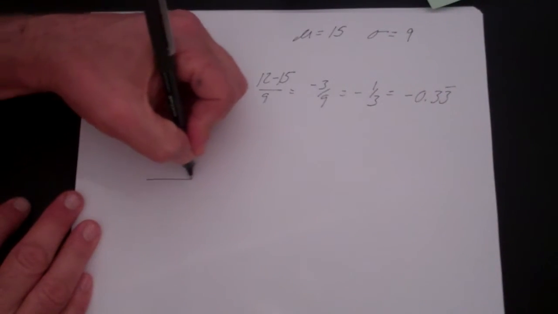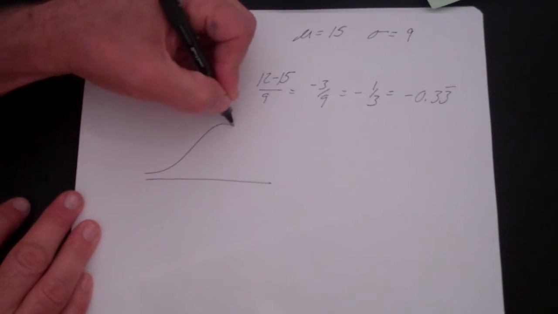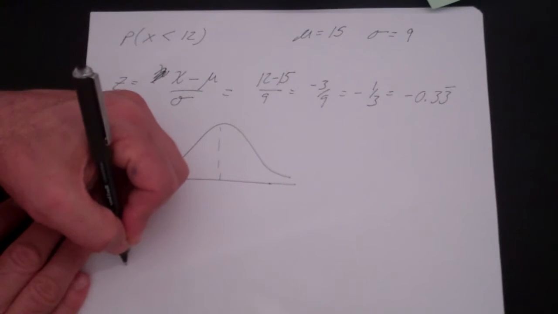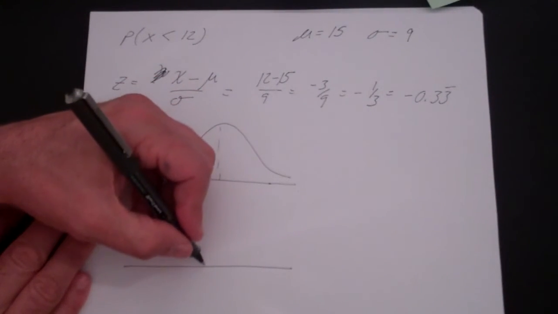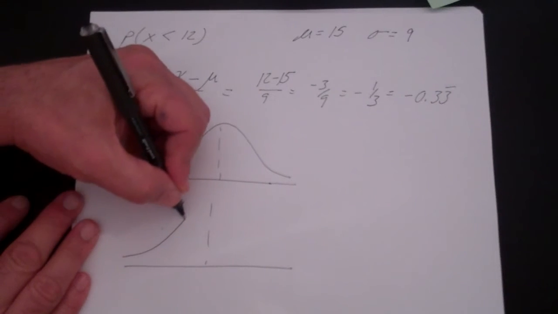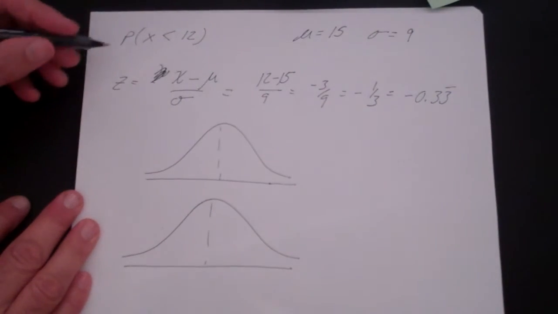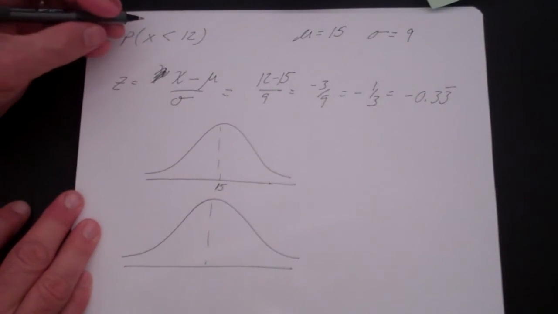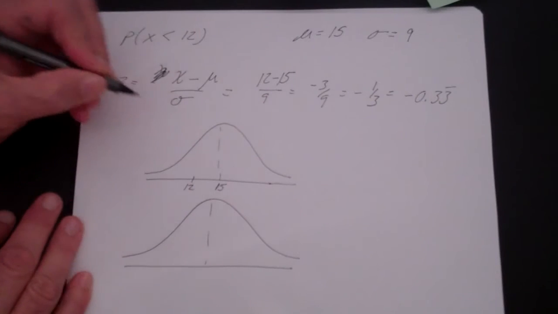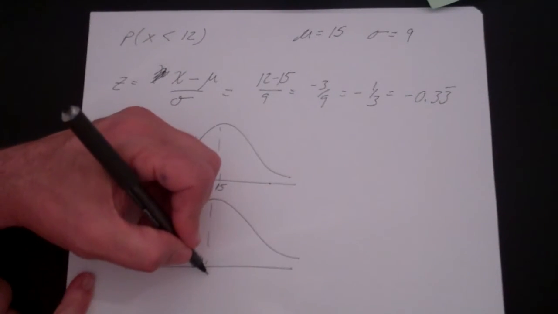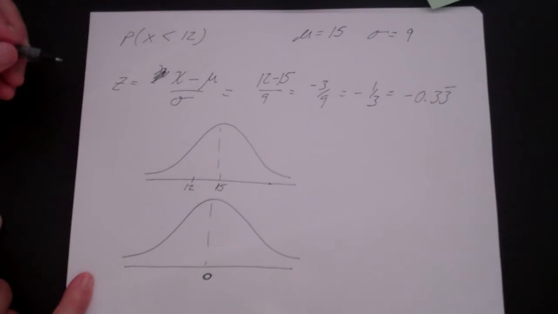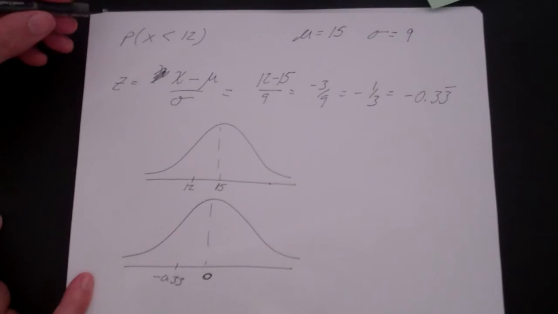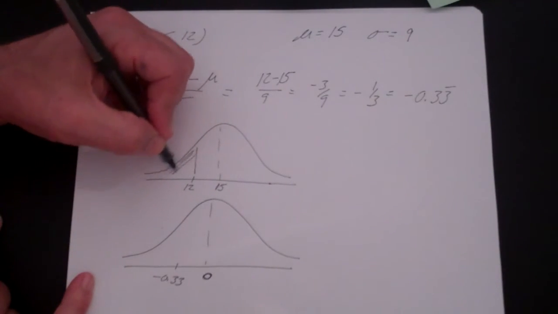And now I like to draw this out. Sometimes what people like to do is draw two of these, one with the actual value and one with the z value. The actual value here is the mean is 15, and you want to find the probability that's less than 12. When you put those in z-scores, the standardized score of the mean is 0, so then that's minus 0.33. And here we're finding the probability of less than, so we're finding this area here.